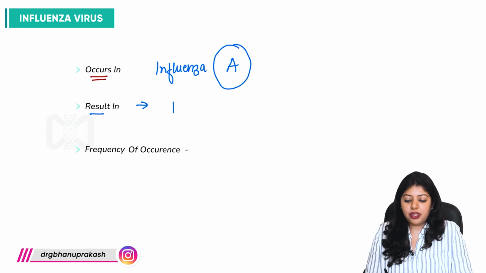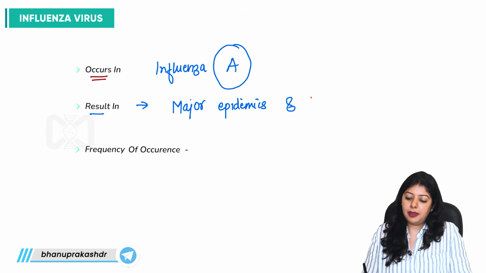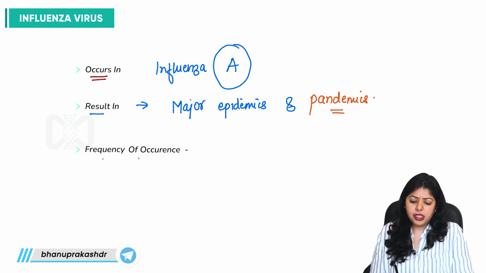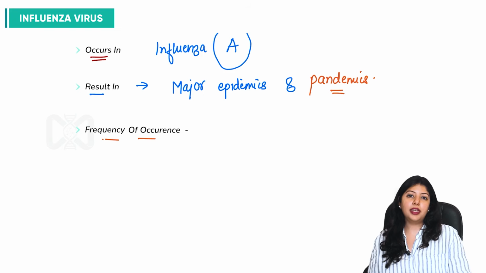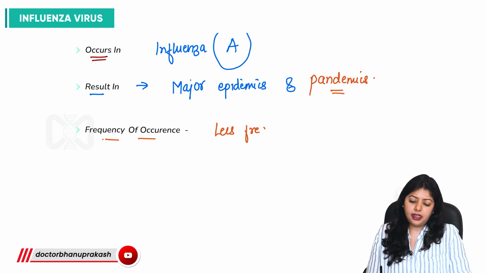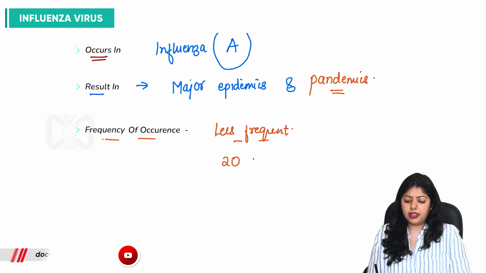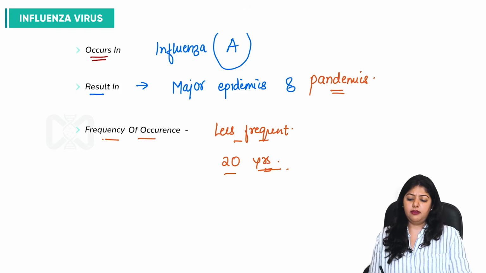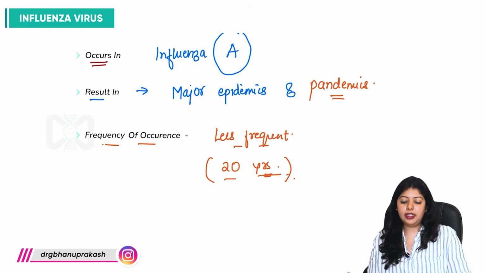So it results in major epidemics as well as pandemics. So are these pandemics very frequent in occurrence? No, these pandemics, when we talk about influenza A, are less frequent in nature, and they can occur in and around 20 years. So they are less frequent and their occurrence is more or less near about 20 years, right?